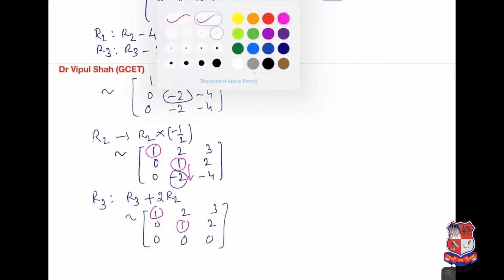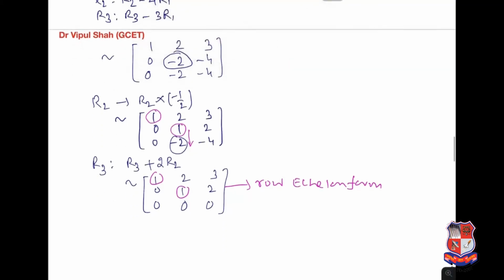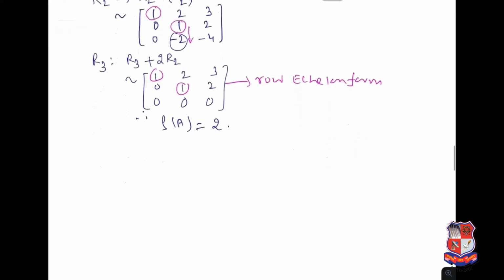So this is in purely row echelon form. And now the number of non-zero rows is nothing but the rank. So how many non-zero rows are there? This is a non-zero row, this one is a non-zero row, so rank of A equals 2.